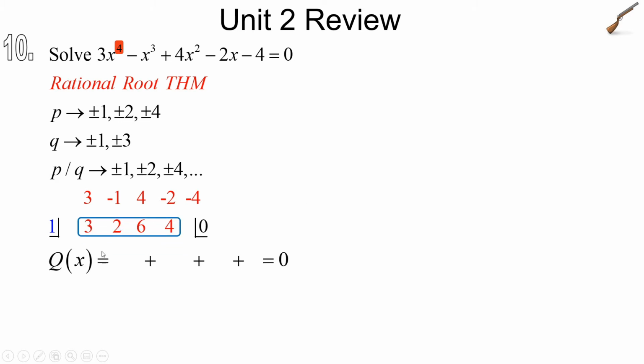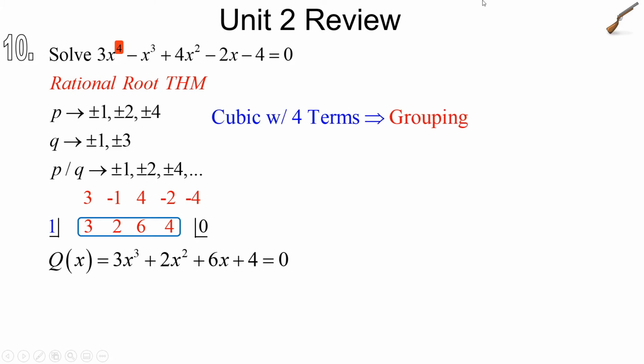Q of x equals, well, this is a cubic now, and I have 3x to the third plus 2x squared plus 6x plus 4. So I have a cubic with 4 terms. Can I group again? All right, let's take the first two. What's the common factor of 3x to the third plus 2x squared? That would be an x squared. Let's bring that out, and then by the distributive property, x squared times what is 3x to the third? That'd be a 3x. X squared times what would be 2x squared? Plus 2.